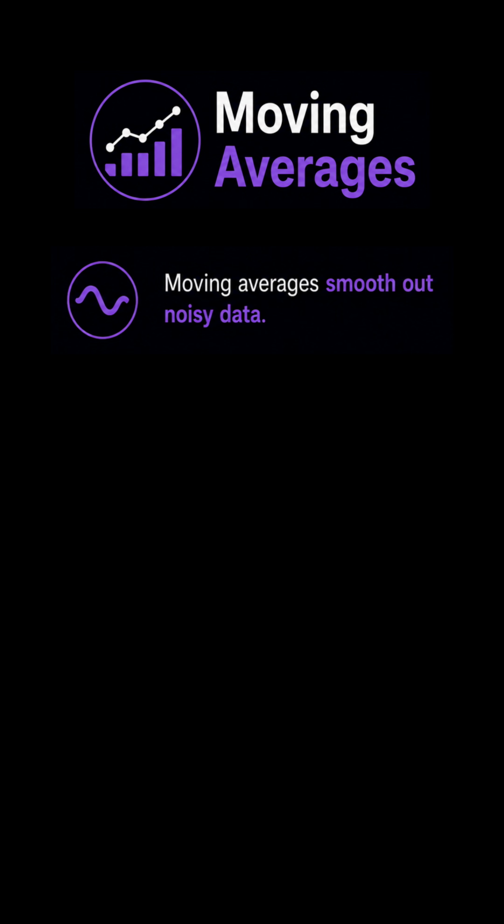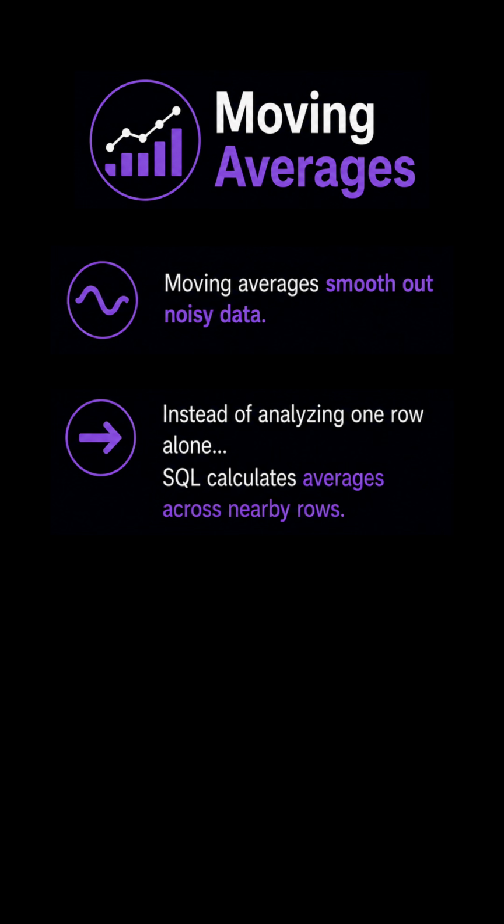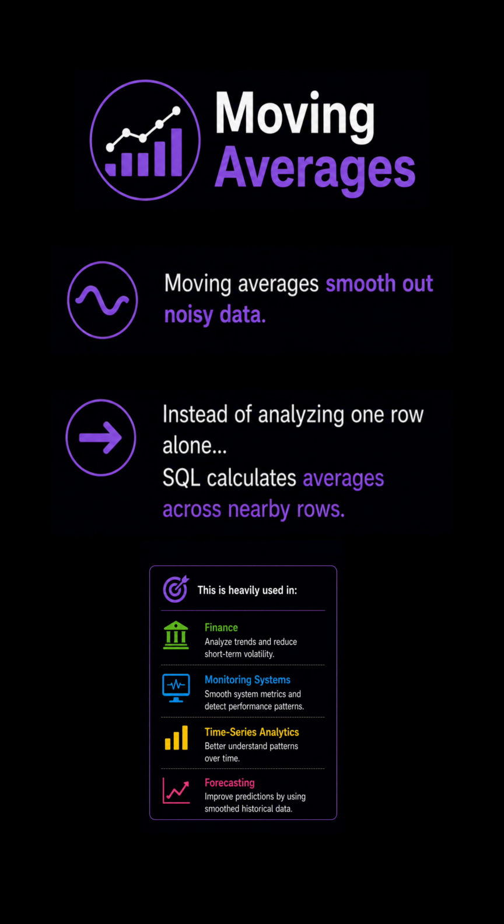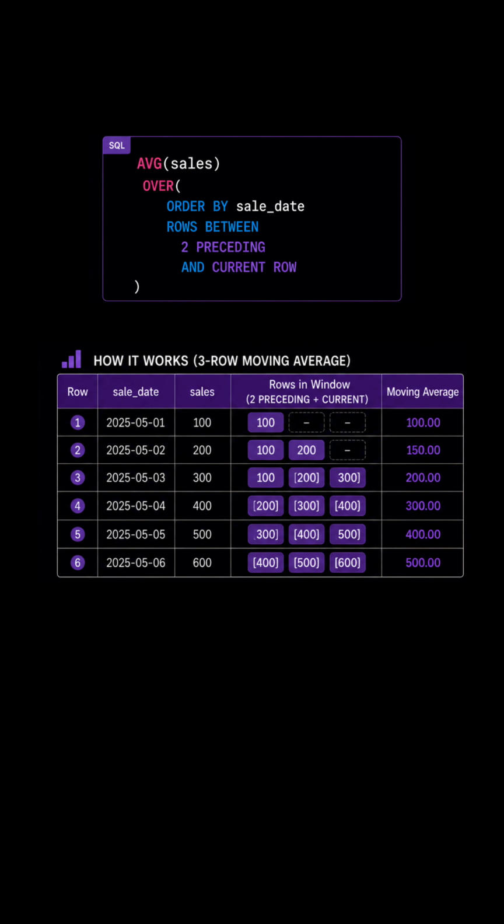Moving averages smooth out noisy data. Instead of analyzing one row alone, SQL calculates averages across nearby rows. This is heavily used in finance, monitoring systems, time series analytics, and forecasting. Observe this query. This tells SQL to take the current row plus the previous two rows, then calculate the average. As the rows move forward, the window also moves forward. That's why it's called a moving average.